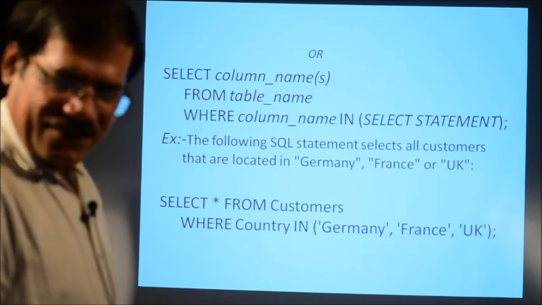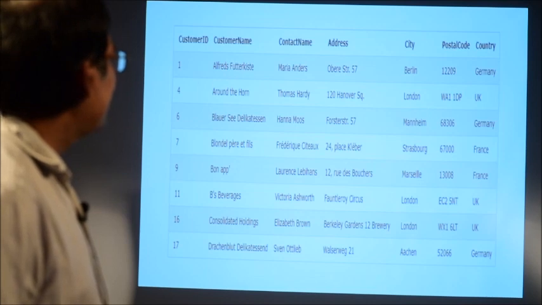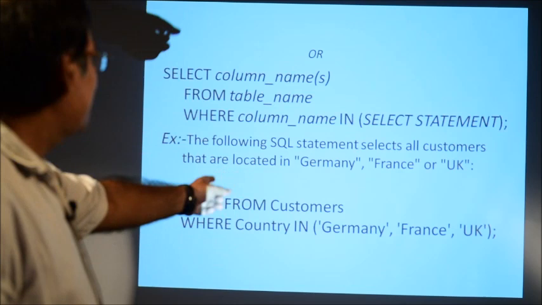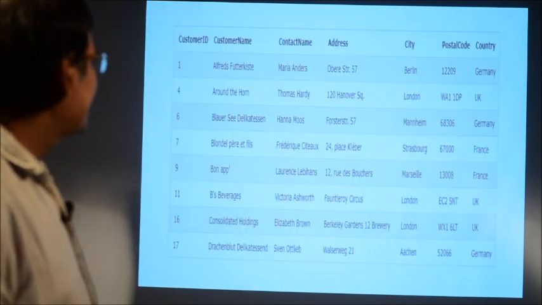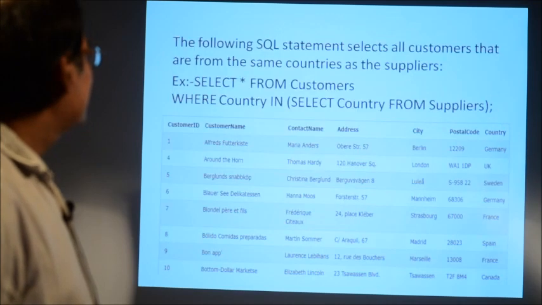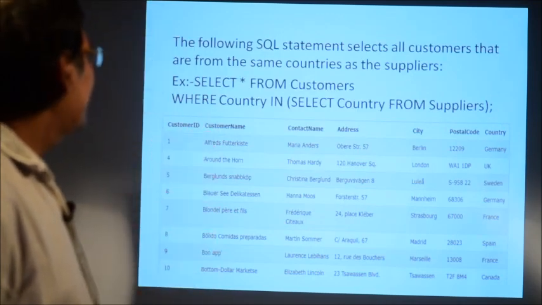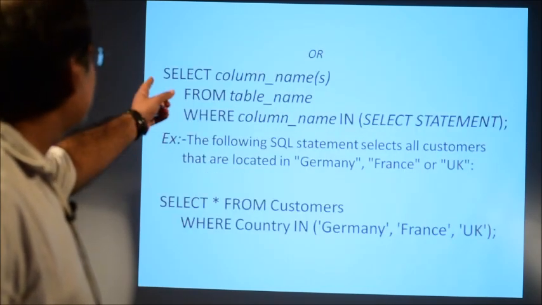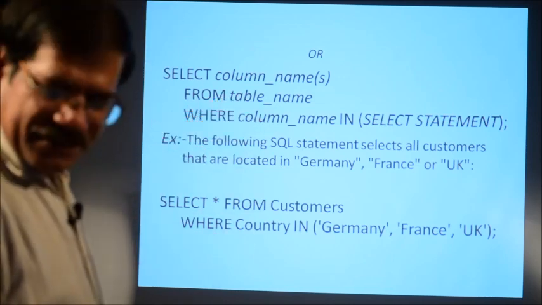So, this example is what? This is value 1, value 2, value n. Value 1 is Germany, value 2 is France, value 3 is UK. So this is the table. This is just another format of IN. This is the second syntax: select column name from table name where column name in select statement.